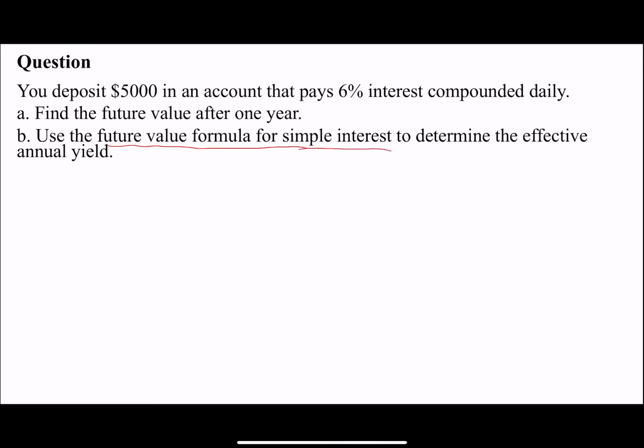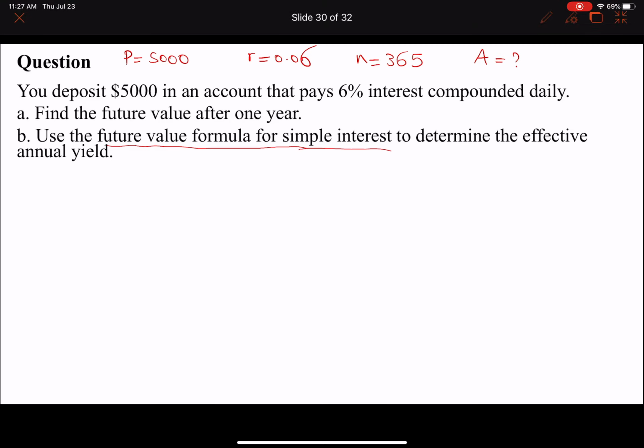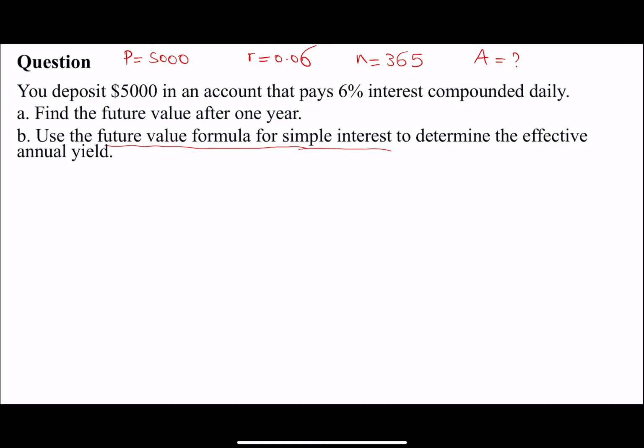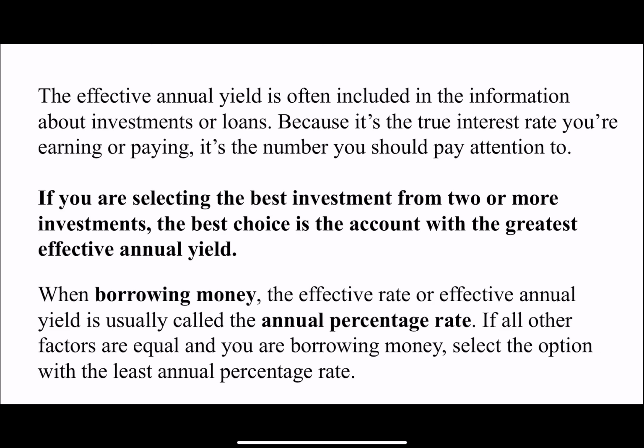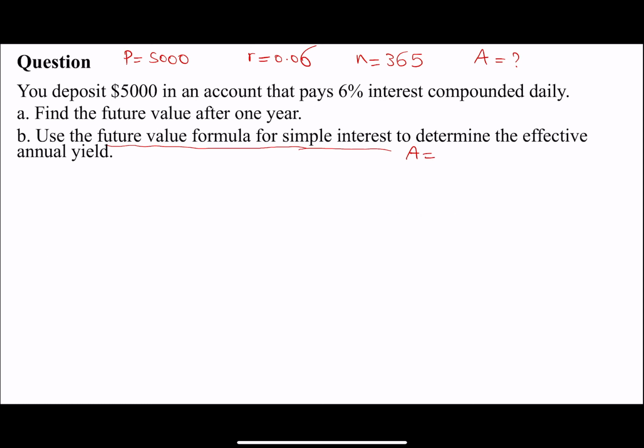First of all, you have the principal, $5,000. You have the interest rate 0.06 compounded daily, and you can go with 360 or you can go with 365. That's fine. You find the future value, and then in part B, use the equation for simple interest. The equation for simple interest is P times 1 plus RT.